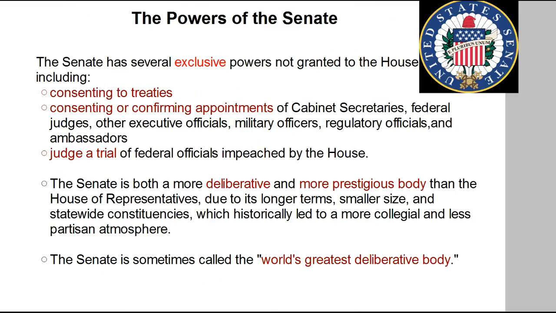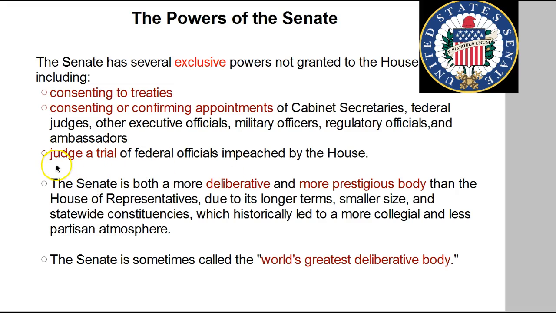Moving on. So here are some of the powers of the Senate. The Senate has several exclusive powers, and you could have seen that earlier, but they consent to treaties. They approve treaties. So if President Obama wants to sign a treaty with Iran over nuclear weapons, it's the Senate that gets the job to approve it or not approve it. They also consent to or confirm appointments to the executive branch. So, for example, to become Secretary of the Department of Defense, the Senate gets to approve it. If, for example, Obama gets an opportunity to appoint a new Supreme Court justice, the Senate then gets the opportunity to confirm or consent to it.